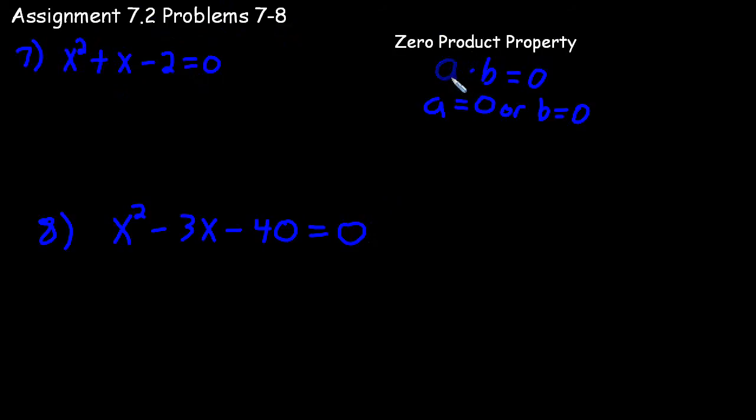If you have two numbers, and I'm just calling them A and B, they're just any two numbers, and their product is 0, what do you know about at least one of these numbers? What you would know is at least one of them would be 0. The only way you can have a product of two numbers be 0 is if at least one of them is 0, or both could be 0. This is a very important property to use when you're solving equations by factoring.